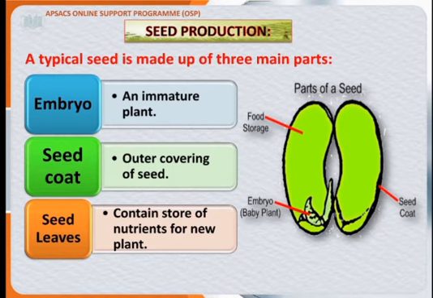Second is seed coat. The seed coat is the outer covering of the seed. It helps to protect the embryo from injury and drying out. Third one is seed leaves. They contain a store of nutrients for the new plant that will grow from the embryo. So this is how parts of the seed help in the process of germination and also in the life cycle of plants.